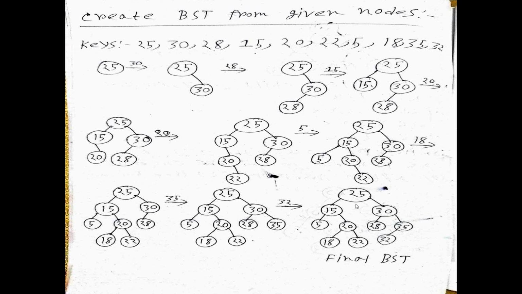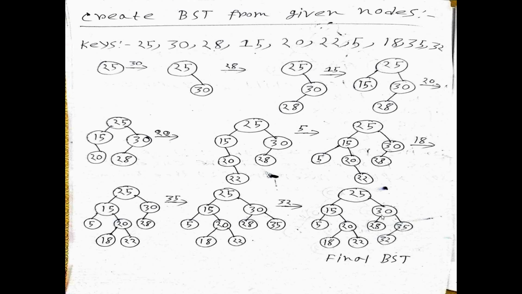It is a BST. If you are checking here, the left subtree of 15, that is, the left child is 5. 5 is smaller than 15, yes. If I go to the right child, that means 20. 20 is larger than 15, yes. So it is a BST. Same way, coming here, 18 is lesser than 20, yes. 22 is larger than 20, yes.